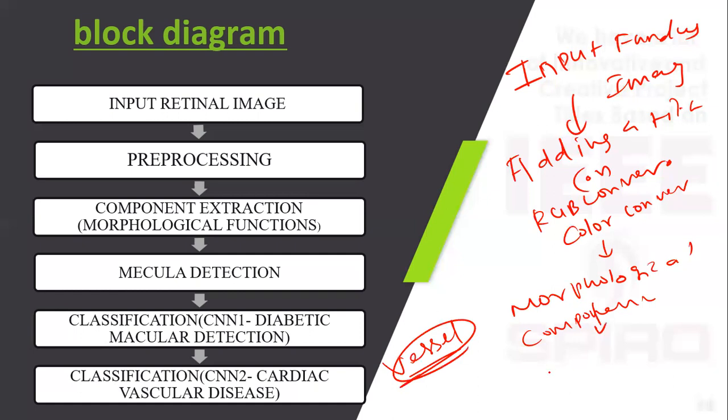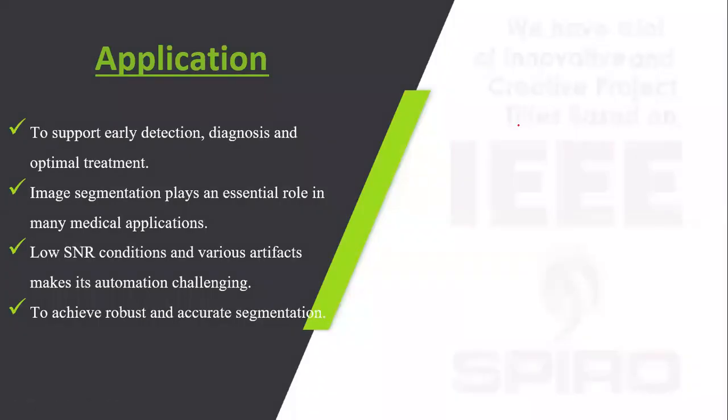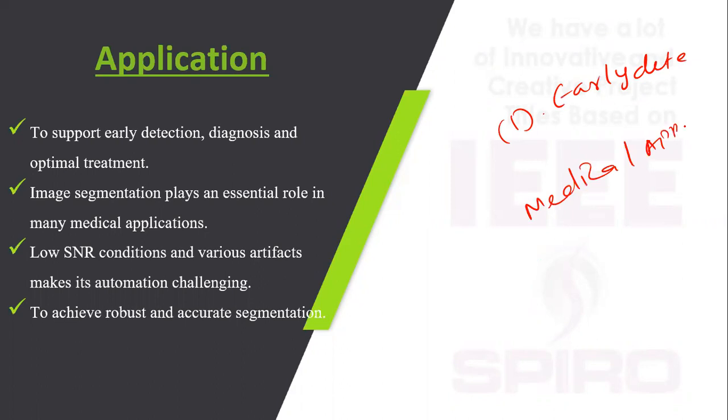The next step is macular edema. Macular detection is a process done with the use of fundus images. And finally we create different CNNs for detection: CNN1 for diabetic macular edema and CNN2 for cardiac vascular. The main application is early detection, and then diagnosis, operating and treatment, and segmentation plays an important role in the medical field. So we also segment the images.